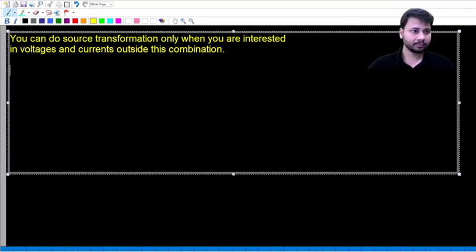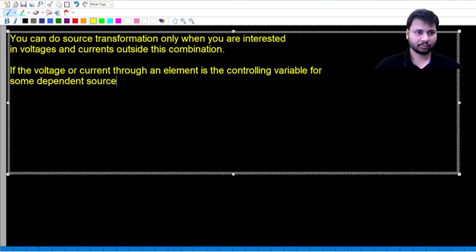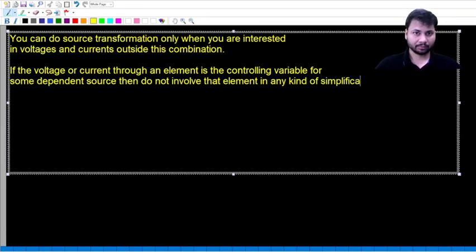I'll add to this point. If the voltage or current through an element is the controlling variable for some dependent source, I think earlier also I made this point, I'll just repeat it, then do not involve that element in any kind of simplification, like series or parallel or even source transformation. Understood?